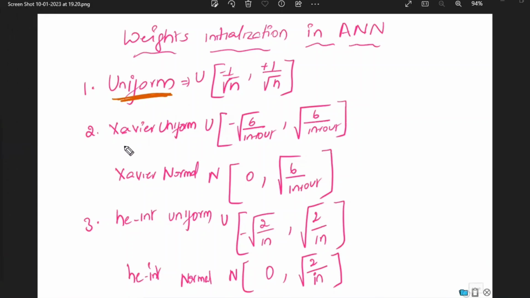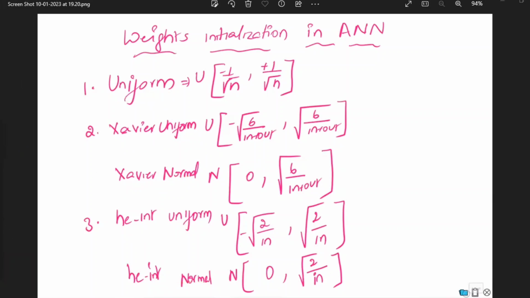Second option we are having Xavier uniform. Third one, Xavier normal. Fourth one, He uniform. Fifth one, He normal. Now, what is meant by uniform?